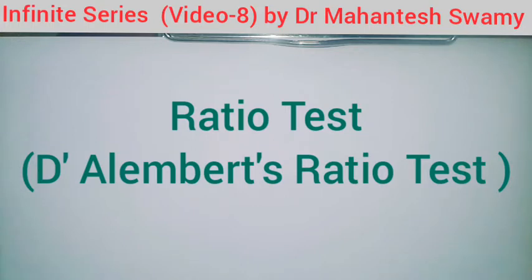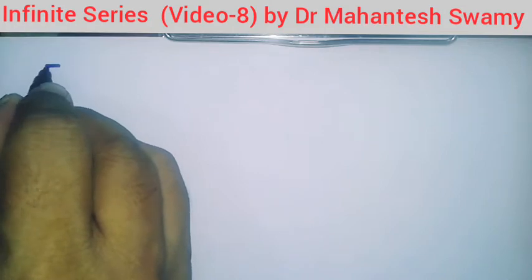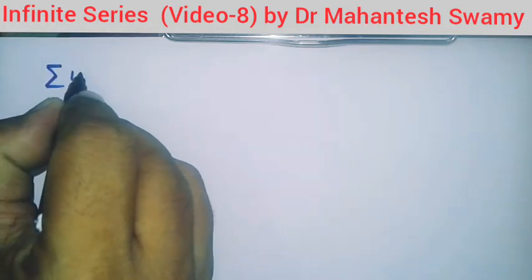In the previous video, we discussed the comparison test to determine the nature of a given series of positive terms. In this video, we shall consider another important test known as the ratio test, also called D'Alembert's ratio test. Here also we will be dealing with a series of positive terms. So let us consider the given series of positive terms as summation un.